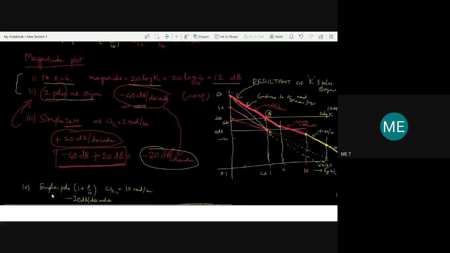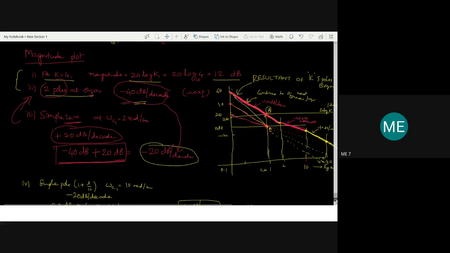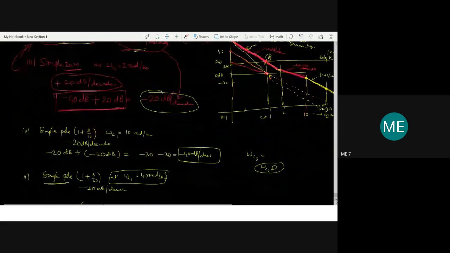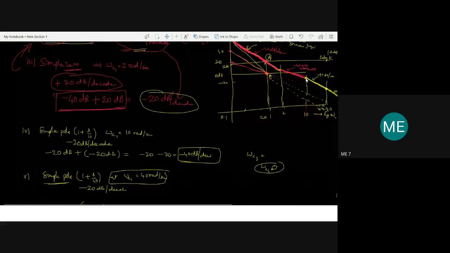What is that new factor? That is the simple pole. The slope contribution by the simple pole is minus 20 dB per decade. The resultant of the previous one is minus 20, so minus 20 plus minus 20 becomes minus 40. From 10 radians per second, we need to draw a minus 40 dB per decade line till the next corner frequency, which is omega C3 equal to 40 radians per second.